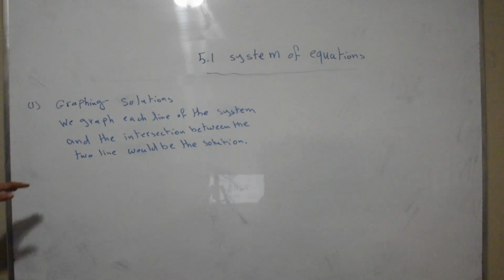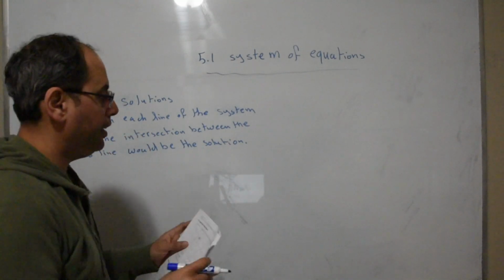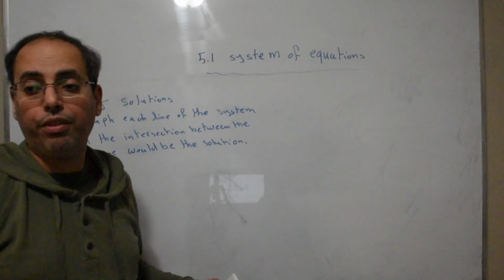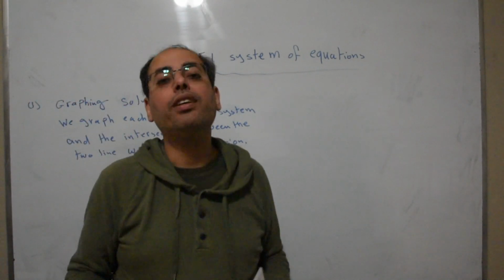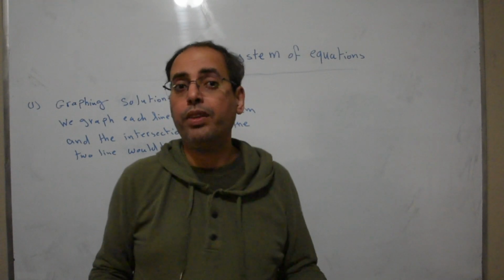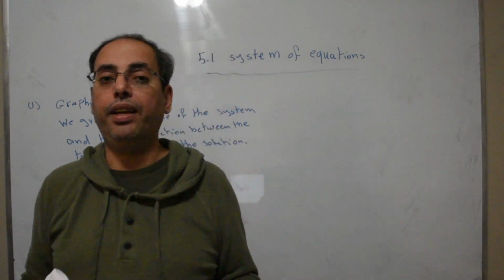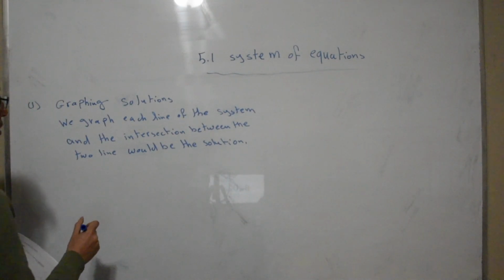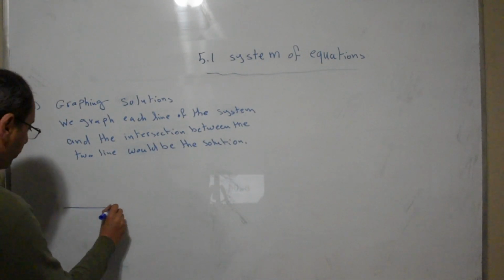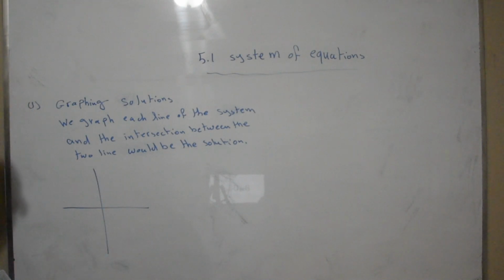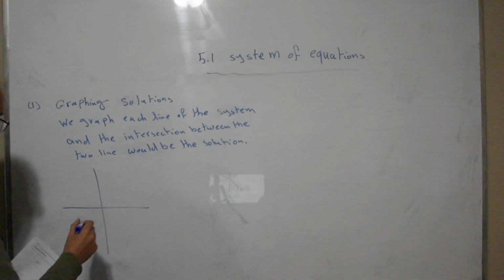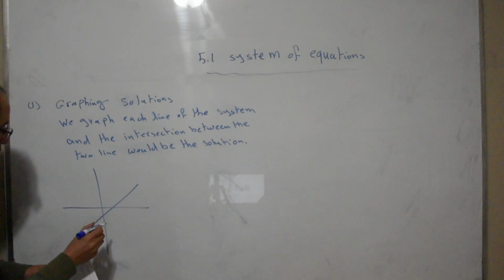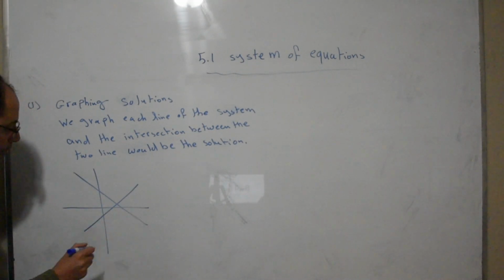Okay, so you're going to graph the two lines, and if they intersect in one point, I have one solution. If they intersect in more than one point, I have more than one solution. If they don't intersect, then I have no solution. So let's graph three lines here. Number one, I have one line that goes this way, and the other line goes this way.